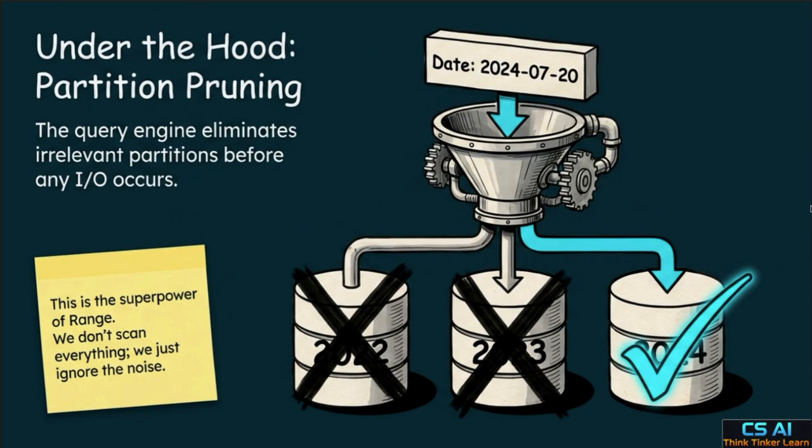The real superpower of range partitioning is partition pruning. When a query comes in, the engine doesn't scan the entire database. It looks at the criteria, immediately eliminates irrelevant partitions, and only touches the one that matters. We don't scan everything. We just ignore the noise, which saves massive amounts of I/O.